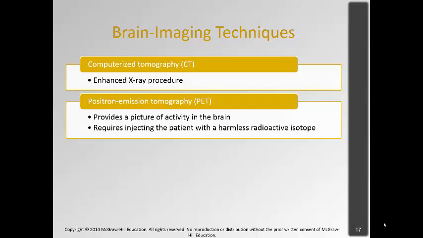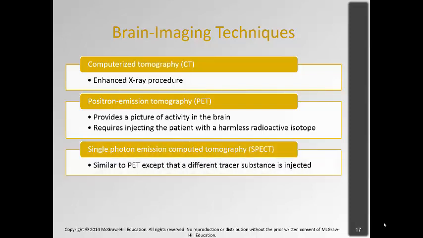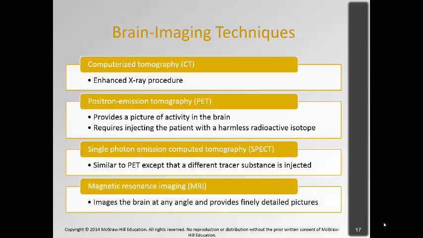So you can see that, for example, people with schizophrenia have activity in certain levels of the brain, like in the dopaminergic areas, and it could be indicative of schizophrenia. So SPECT is single photon emission computed tomography, and it's similar to the PET scan, except that a different tracer substance is injected.